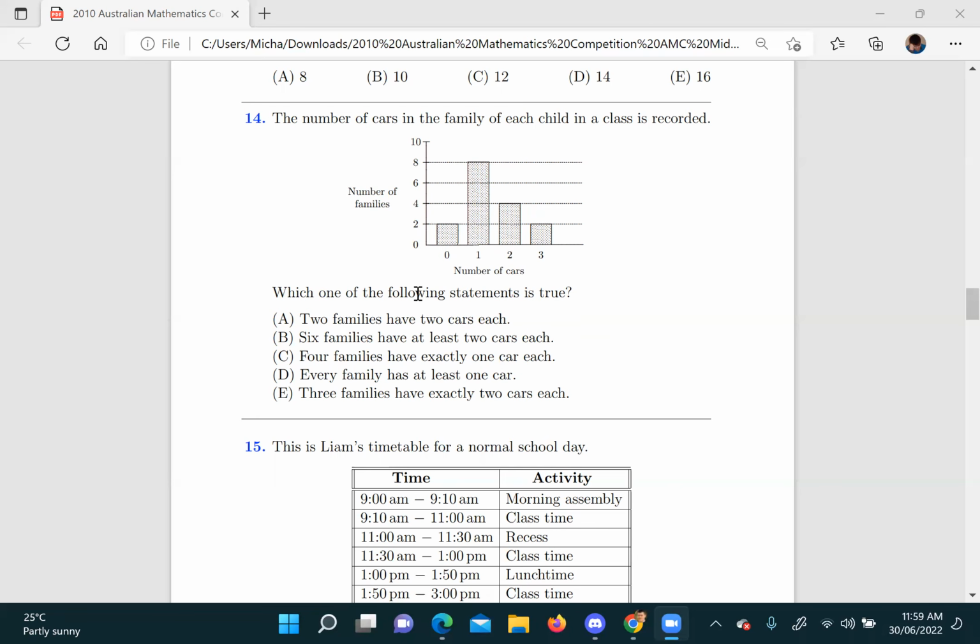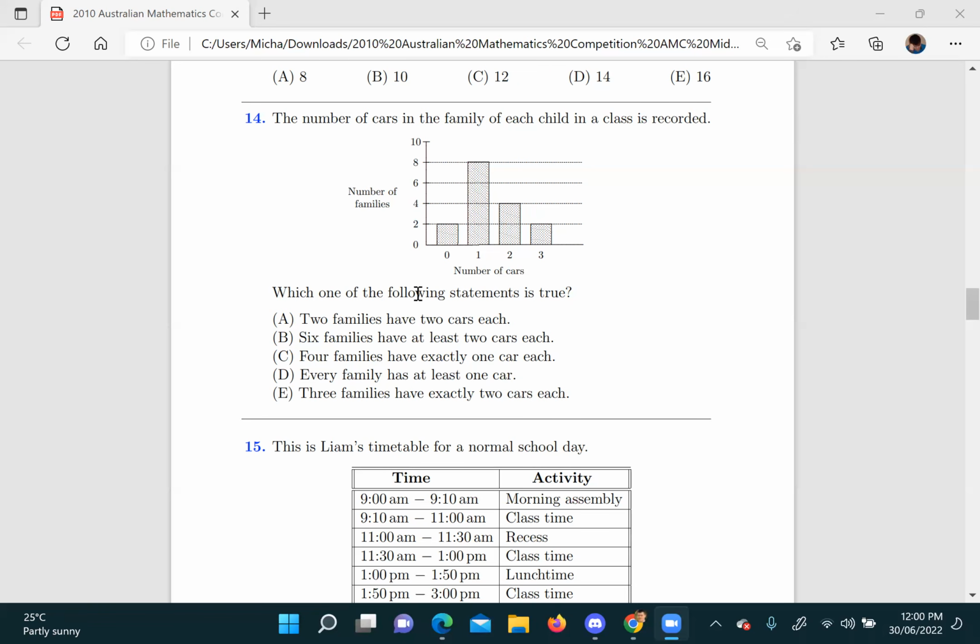6 families. So this is a checkable question, okay? 6 families. There's only 4. No, it's more than 4. 6 families have at least 2 cars each, okay? Look, it says number of families. Oh, so that's why you got it wrong. So yeah, this B does look correct. So there's 4 families with 2 cars and there's 2 families with 3 cars, right? So there is 6 families with at least 2 cars.